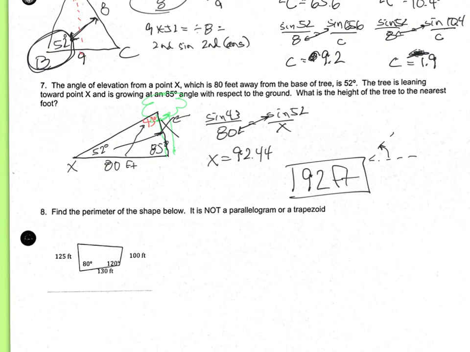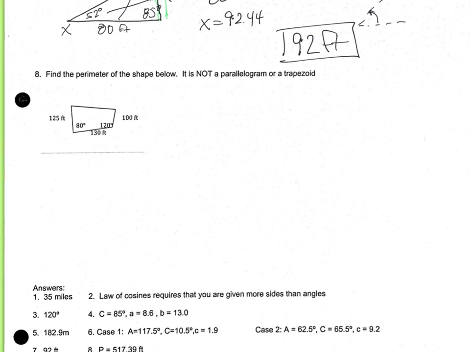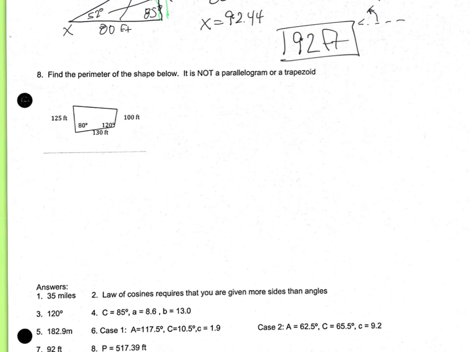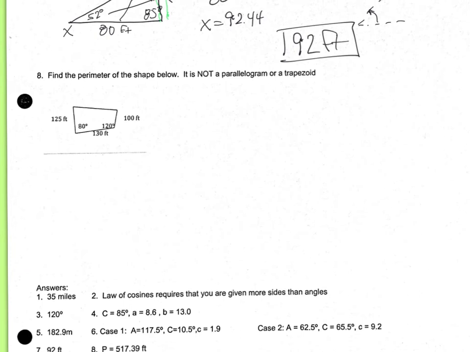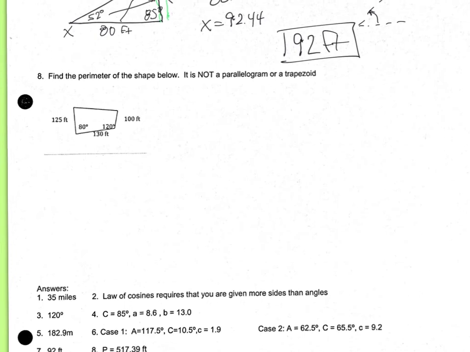Last problem. This is the hard one. And obviously it's perimeter on the quiz too. So remember, you are using law of sines and cosines. I don't know if that's obvious. Oh, I hope it is.